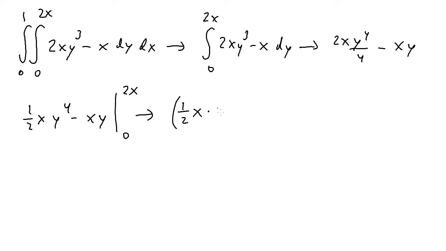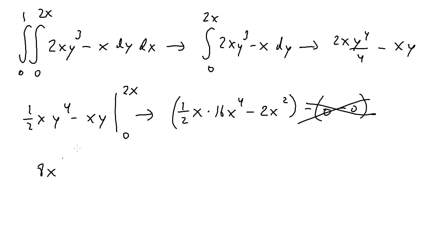So that is going to be 16x to the 4th, minus x times 2x, that's just going to be 2x squared, minus, when I plug in 0, I'll just get 0 minus 0. So that will cancel. Now 1/2 times 16 will give us 8, so we're left with 8x to the 5th, and then minus 2x squared. So now we can evaluate the outer integral from 0 to 1 with respect to x.